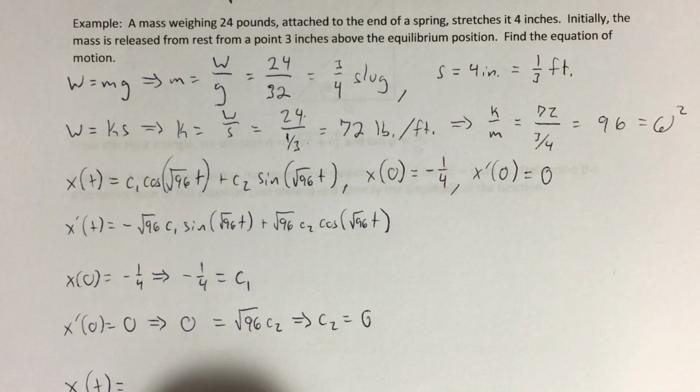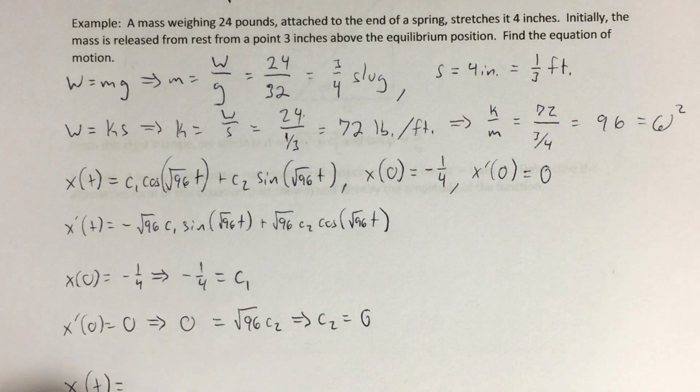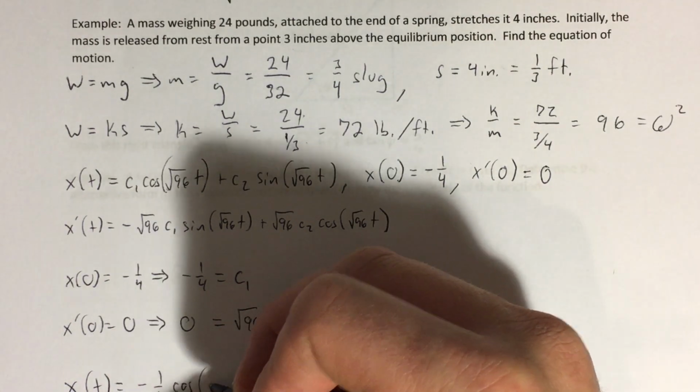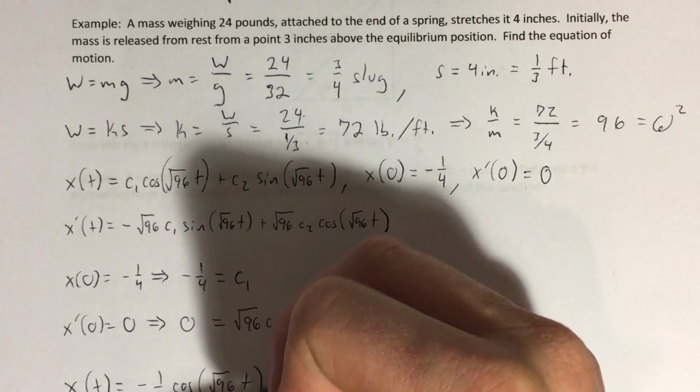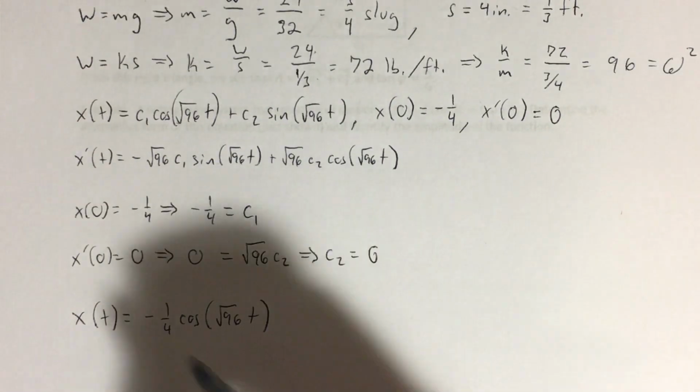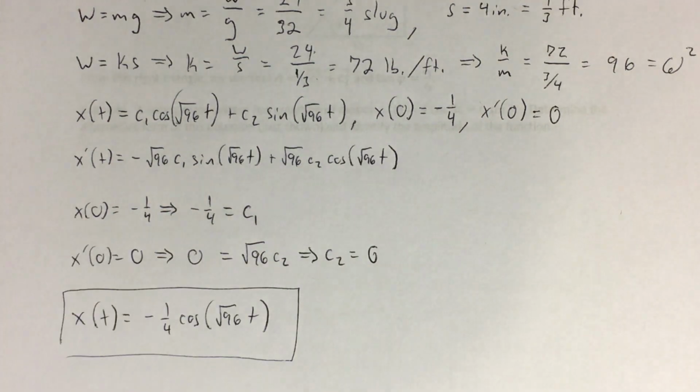Finally, I can put my parameters in. x of t is equal to what? Negative 1/4 goes into c1, so I have negative 1/4 cosine of root 96 t, and then c2 equals 0, which eliminates that entire term right there. So this is my final answer. That's my equation of motion. Okay?